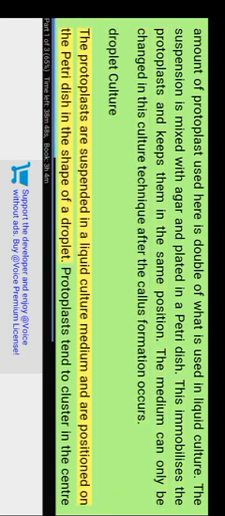Droplet culture. The protoplasts are suspended in a liquid culture medium and are positioned on the petri dish in the shape of a droplet. Protoplasts tend to cluster in the center of the droplet. In this method, the media can be changed at regular intervals. Co-culture. In this technique, recently isolated protoplasts are mixed with the already grown protoplast suspension and the mixture is plated. This practice induces division. Growth factors aid in inducing the growth and development of the newly isolated protoplasts.